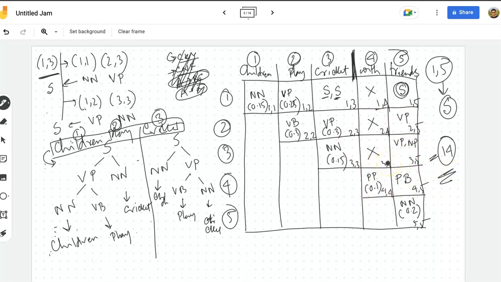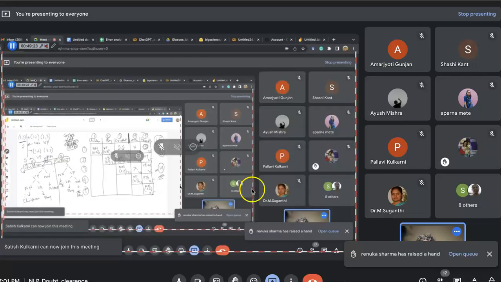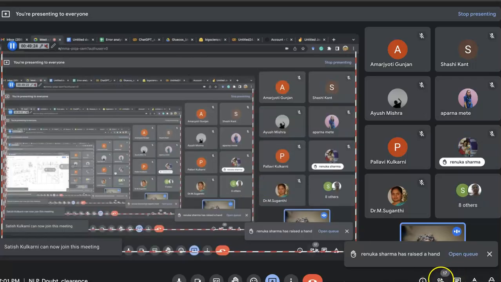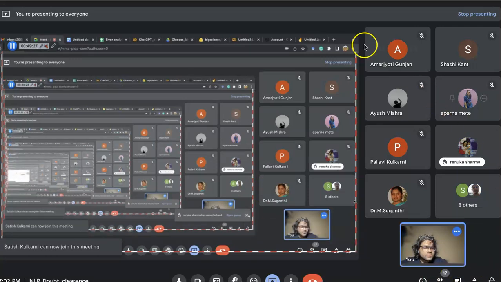So is this clear? Do you have any question for this table only? Otherwise, there is a small example that I will do thoroughly, and then it will be clear, as this is a big example with a big sentence, so I'm not filling the whole table. Someone is raising his hand, so you can ask if you have any question.